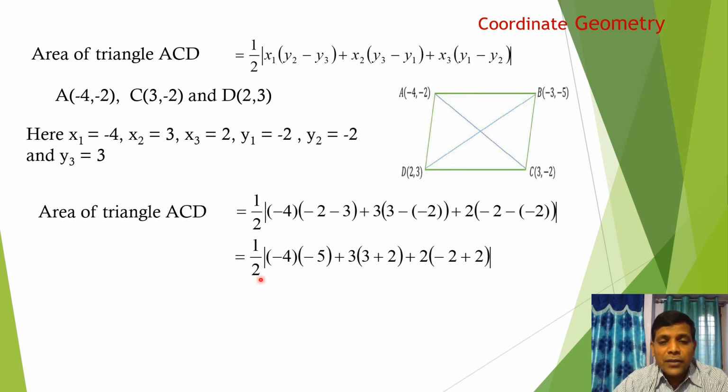Next step, half into minus 4 into minus 5, minus 20, plus 3 into 3 plus 2, 5, plus 2 into minus 2 plus 2 we get 0. Write to the next step. Half into minus 4 and minus 5, minus into minus plus, 4 into 5, 20, plus 3 into 3 plus 2, 5, 3 into 5, plus 2 into minus 2 plus 2 we get 0, 2 into 0. Now next step, half into 20 plus 3 into 5, 15, plus 2 into 0, 0. Write on the next step.